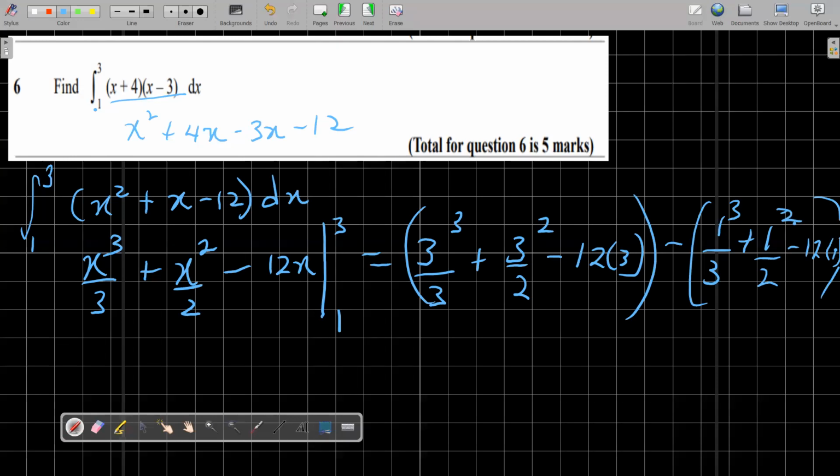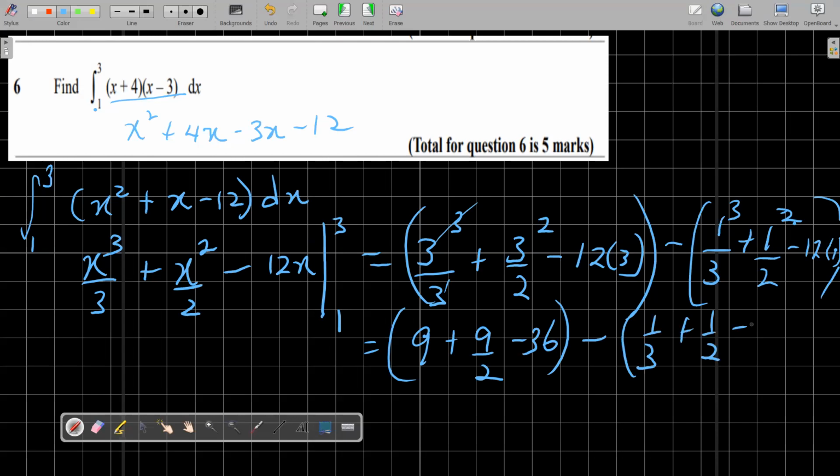Now, what would this give you? 3 raised to the power of 3 divided by 3. One of the 3's we cancel, and then you will have 3 raised to the power of 2, which is 9. 3 raised to the power of 2 is 9 over 2, so that's it. Then you have minus 12 times 3, which is what? Minus 36. Then minus, let us do this. This is 1 over 3 plus 1 over 2 minus 12.